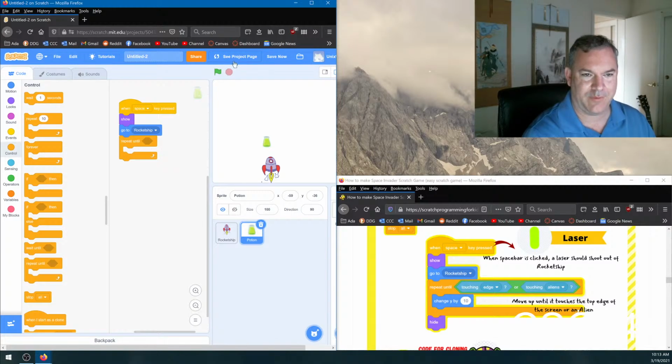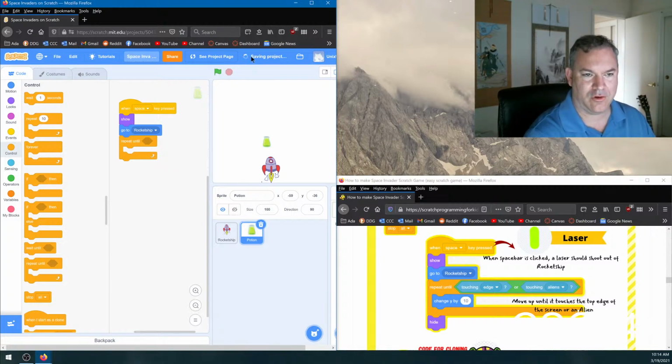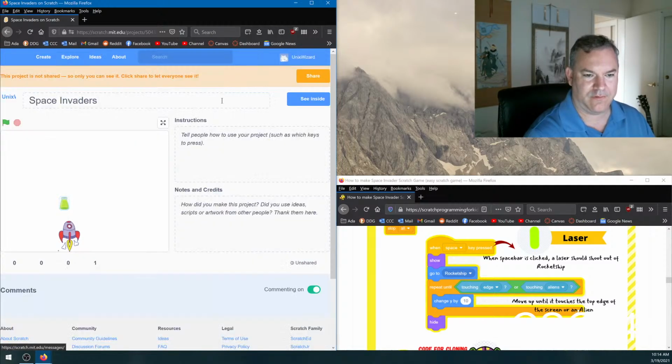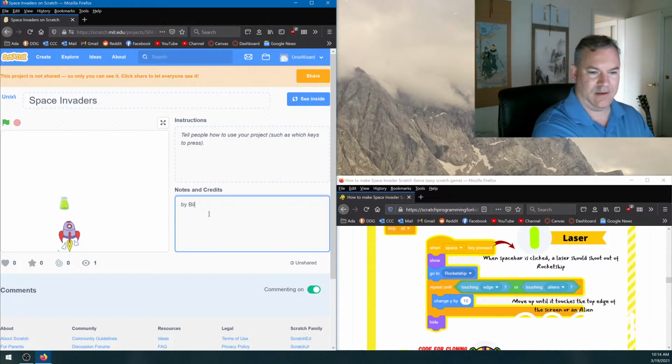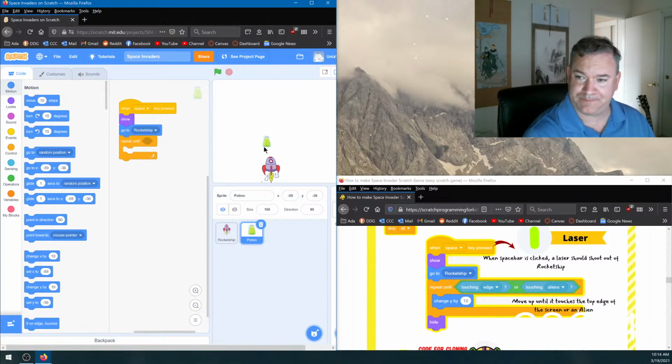Like, when you click on the project page here, so this would be Space Invaders. Get the project page. Let's save first. There you go. By Kearney, right? Make sure you have your name on it, otherwise you're not going to get credit for it. I don't know what your username is. Okay, and then you can add it to the studio once again as well.